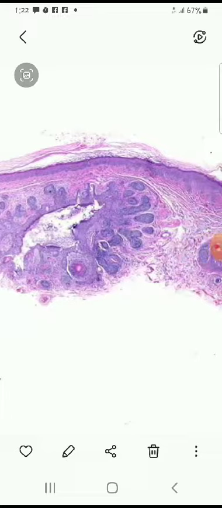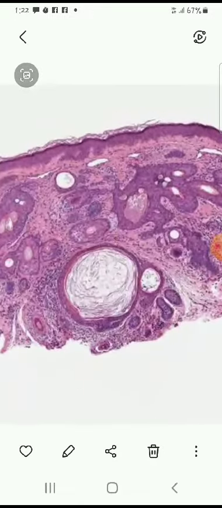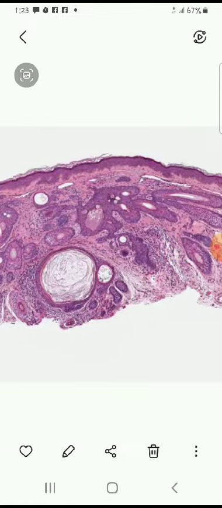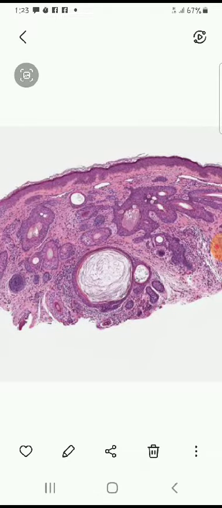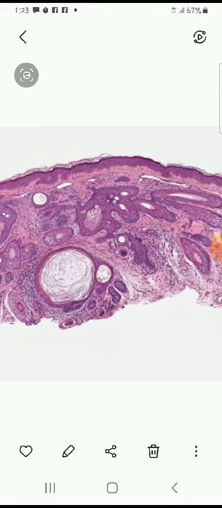So when we look at very high power, such as 40x, we are also going to recognize the inflammatory infiltrate, that is lymphocytes and some histiocytes as well. I'm going to share another picture of the same trichofolliculoma, in which there is a central dilated cystic cavity surrounded by the vellus hair follicles attached to the central follicular cystic cavity of the hair.